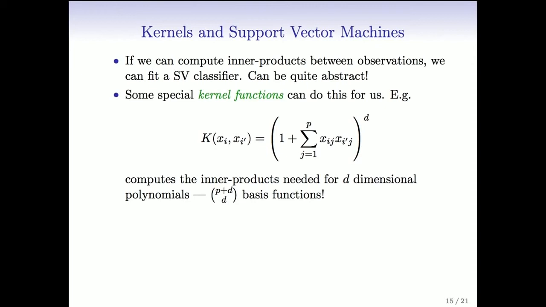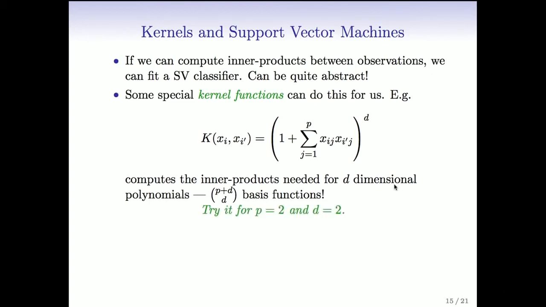Degree d polynomials. Well, that can be a huge space. If p is large and d is large, the number of basis functions is p plus d choose d, which grows very fast as p and d grow. So that's a very high dimensional space potentially, but we don't need to actually visit that space because this function will compute those inner products. It's sort of like magic. You've got a kernel function that computes this inner product in this very high dimensional space.